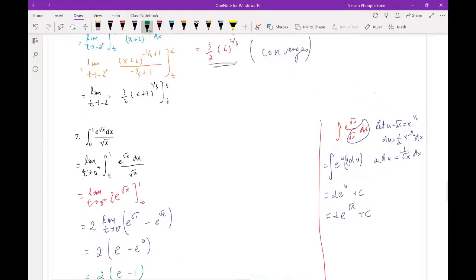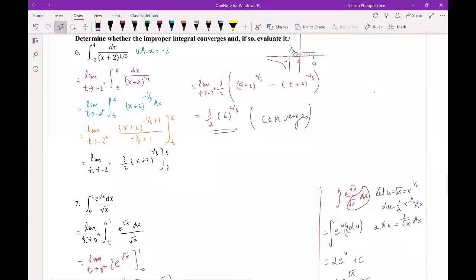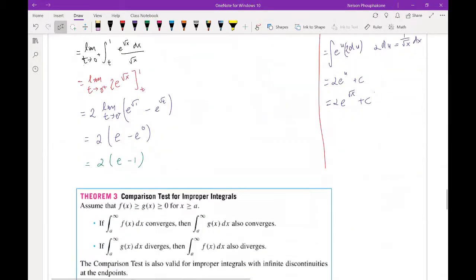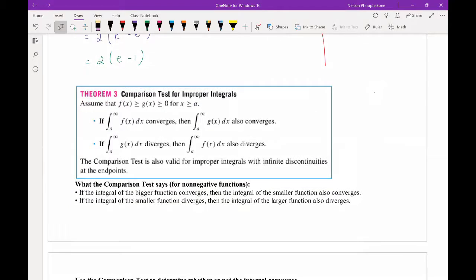Okay, so this is again how we take care of this type of problem. Now the last one that I would like to talk about is the comparison test for improper integrals. Assume that f of x is greater than or equal to g of x, which is greater than or equal to 0. Okay, so meaning what?